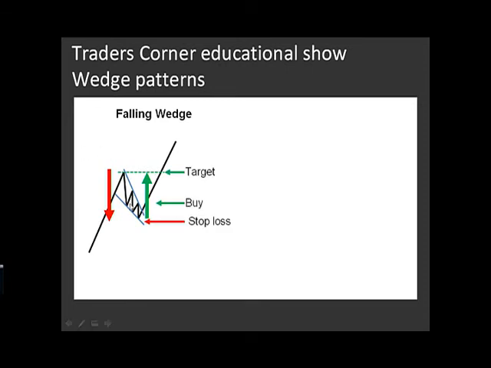To trade these, you would look to buy the breakout through the top of the wedge pattern, with a stop loss below the lowest point before that breakout occurred, and then your target is the previous high. That's a minimum target. And again, if you look at your risk to reward ratio there, it's quite favorable. You can see the reward is undoubtedly quite a bit bigger than what the risk would be.